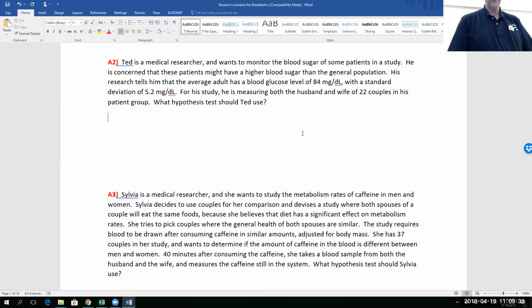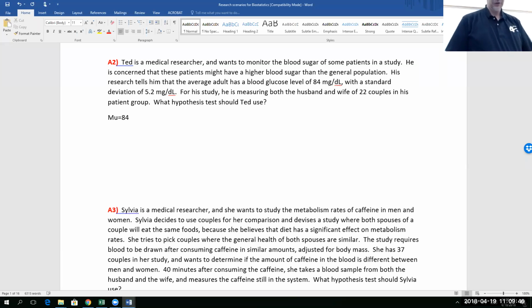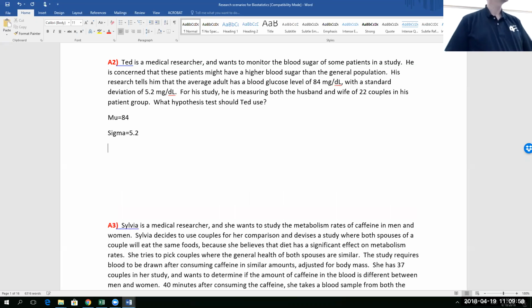Okay, so we're going along here. Something's 84 milligrams per deciliter. What's the something? Mu equals 84 milligrams per deciliter, right? Standard deviation is 5.2. What's 5.2? Sigma equals 5.2. He's measuring both the husband and wife of 22 couples. N equals 44. That was tricky, huh?